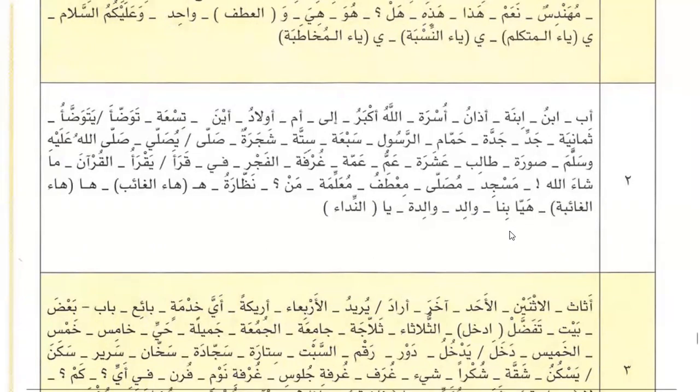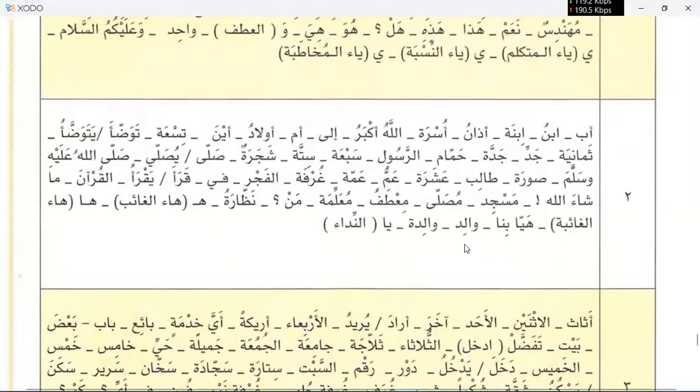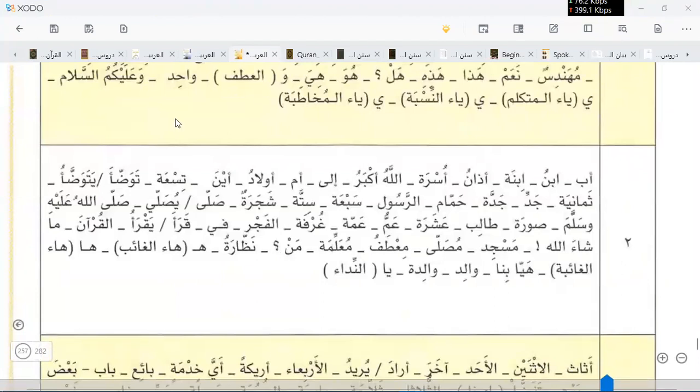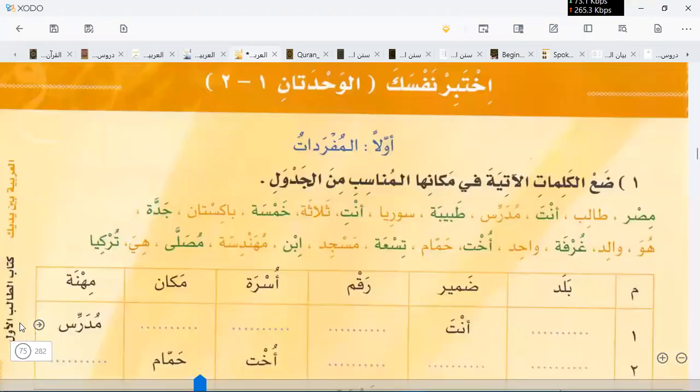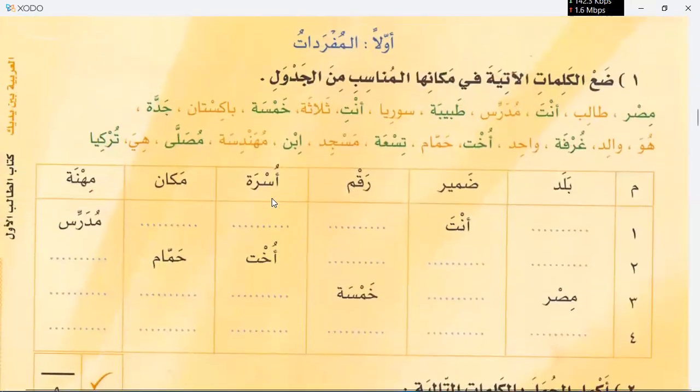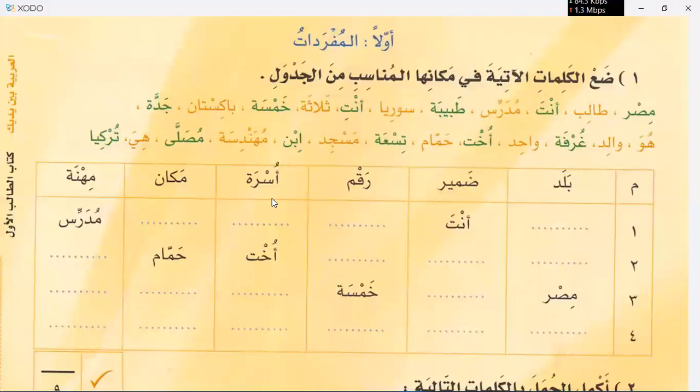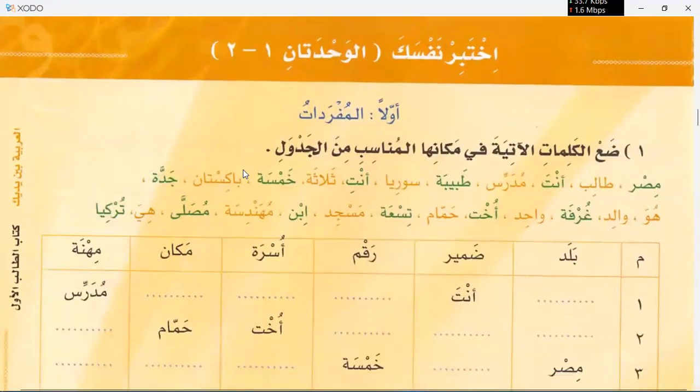Hayya bina, let's go. Walid, father. Walida, mother. Ya annada. What's this, sir? Ya of vocative particle. Okay, ya of vocative particle. It is used for calling someone like ya Ahmad. Okay. Dal kalimat latiya fi makani al munasib min al jadwal. Put the following words in the appropriate place. I think we better start next time, inshallah. If anybody has any question, they can ask me.